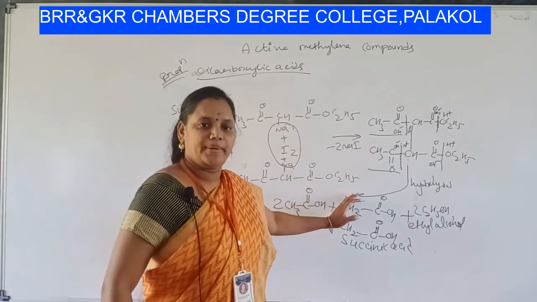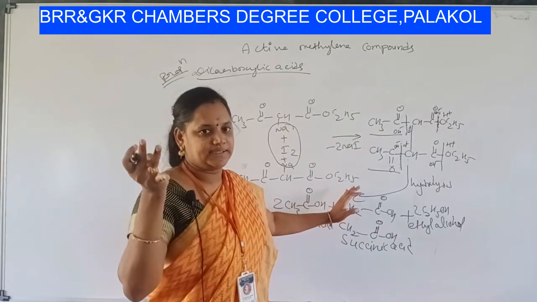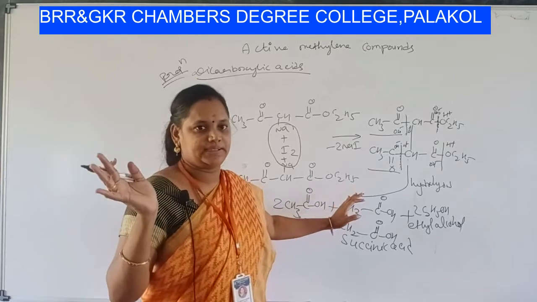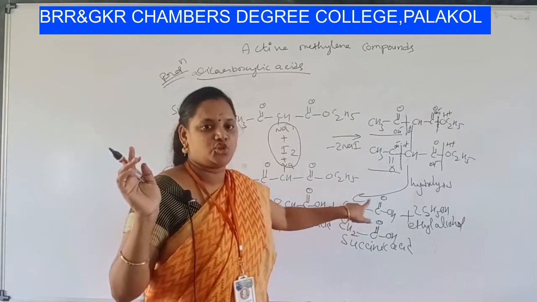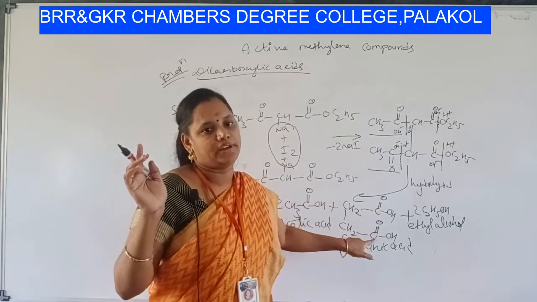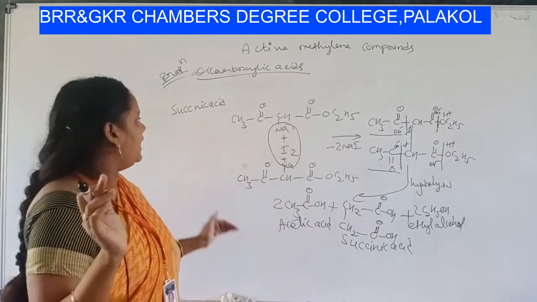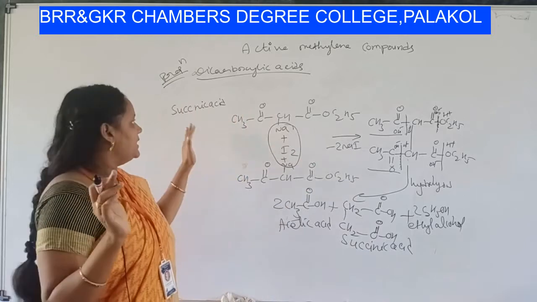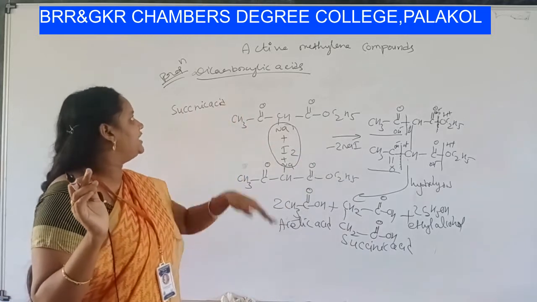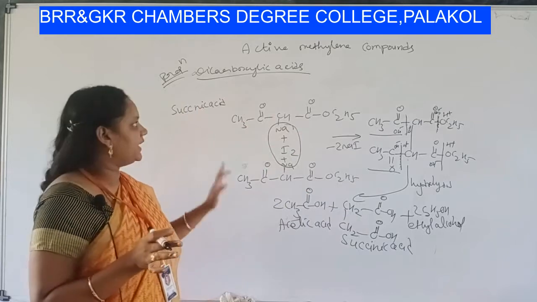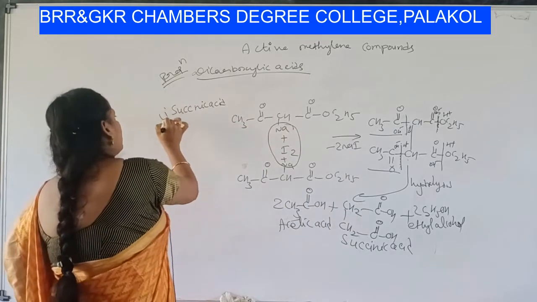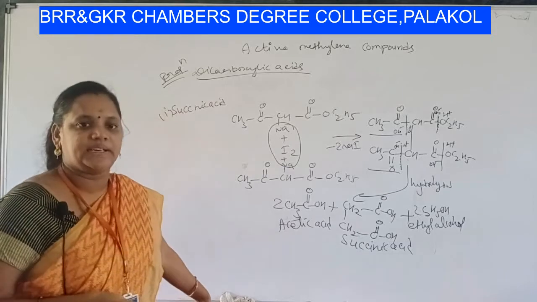I told you, no, oxalic acid, succinic acid, dicarboxylic acids, classification. Succinic acid, the formula is CH2COOH, CH2COOH. In this way, we can easily prepare succinic acid from active methylene compound, ethyl acetoacetate. Okay, this is the first dicarboxylic acid, succinic acid preparation.